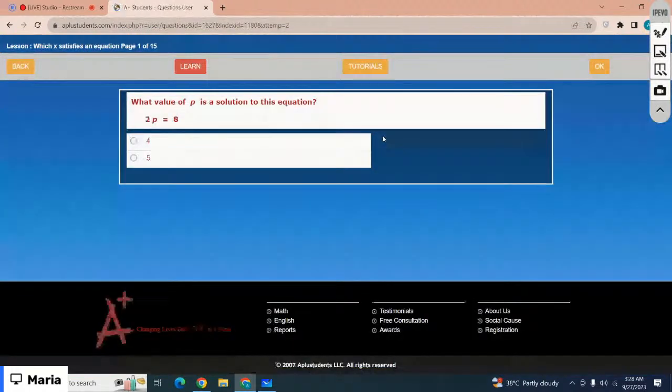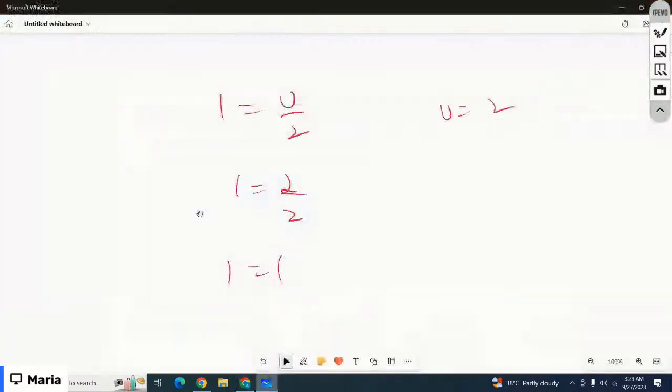Okay, 2p equals 8. What value of p is a solution to this equation? Which is the correct option? What is the value of p? You have to solve the equation for the variable p. How do you solve? 2p equals 8. Very good, that would be 4.